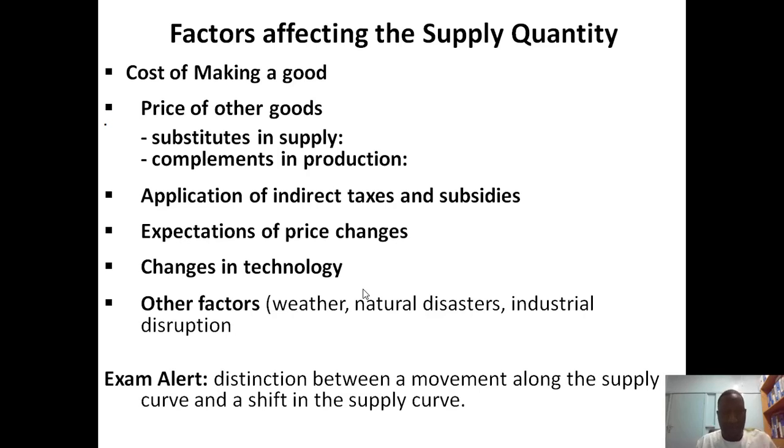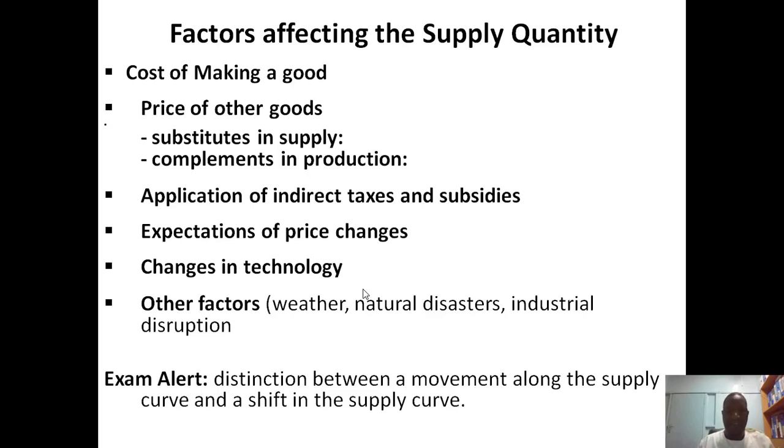Other factors that may affect supply include things like weather, natural disasters, industrial disruptions, strikes, and things like that. Weather, more especially for agricultural products. If the weather is favorable, supply will be high. When there is a natural disaster, of course, supply will fall.